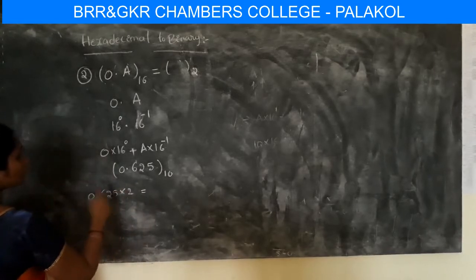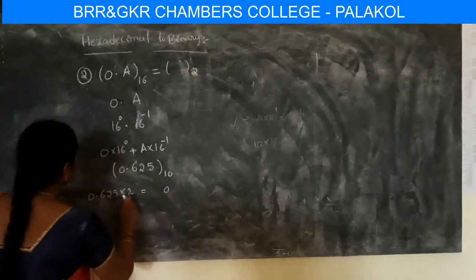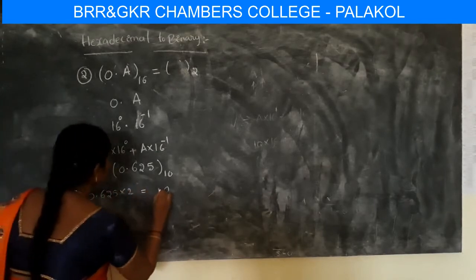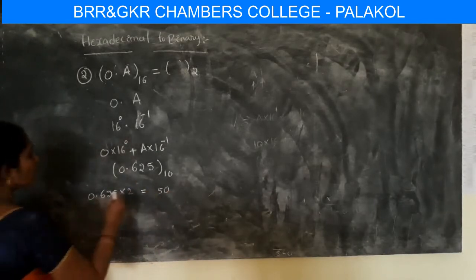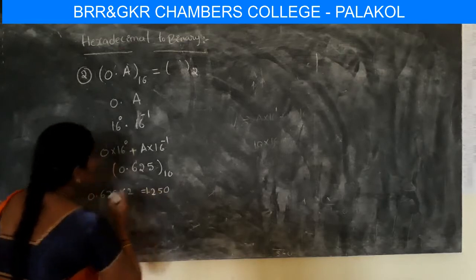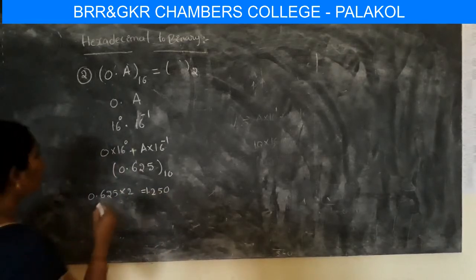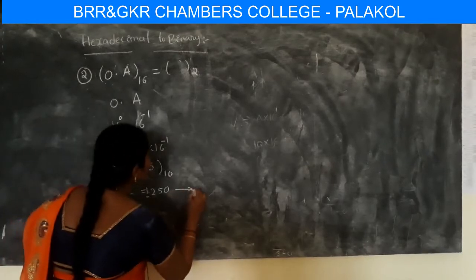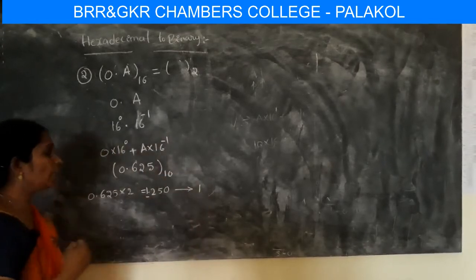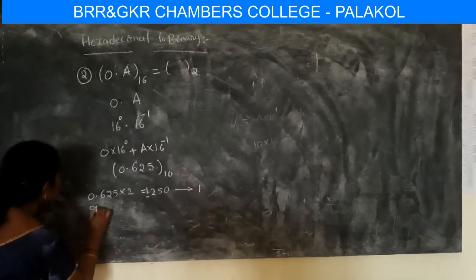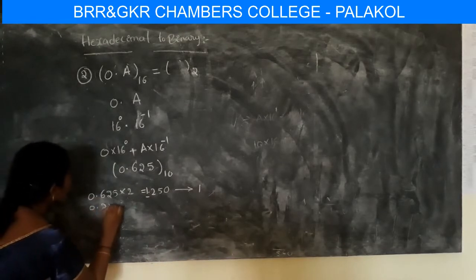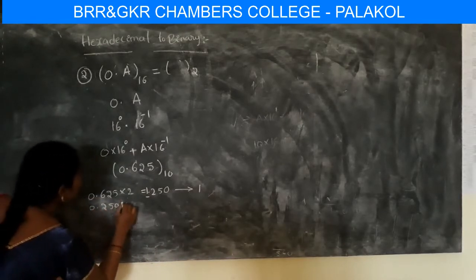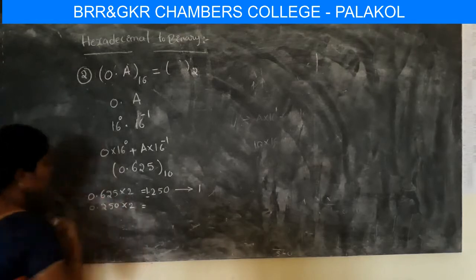So the number is 5 2s are 10, 2 2s are 4 plus 1 is 5. So 6 2s are 12, that is 1.50. So here this 1 is the remainder, we will take it as a remainder. Therefore the next one is 0.250 is multiplying with 2.